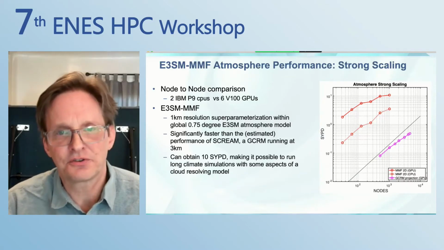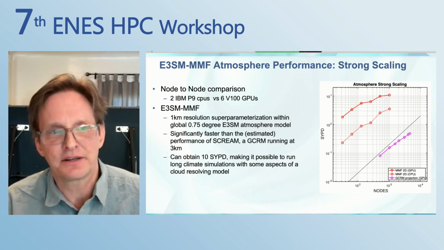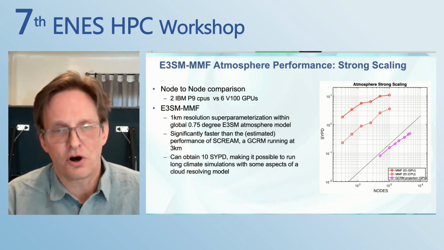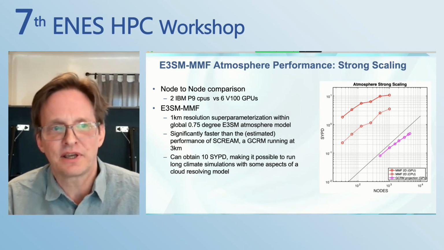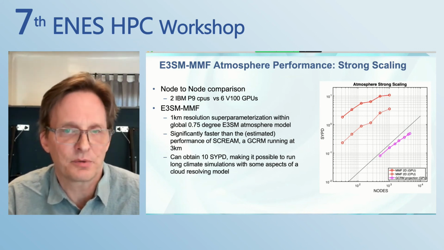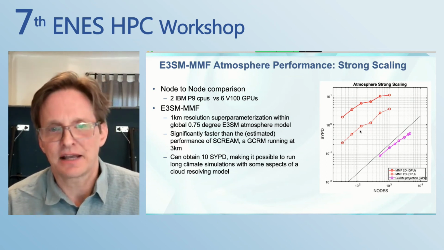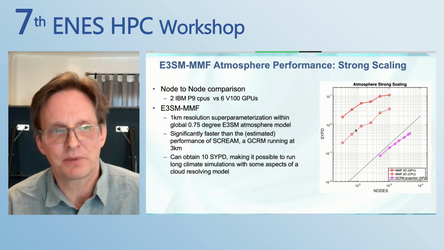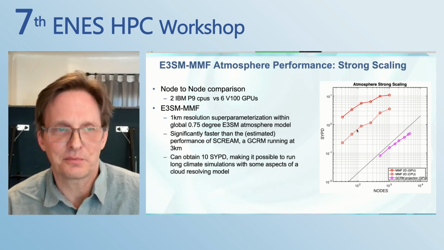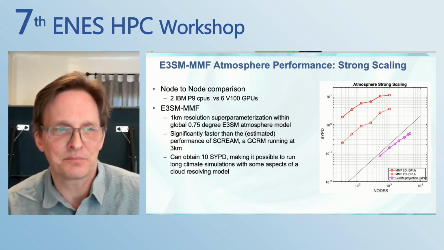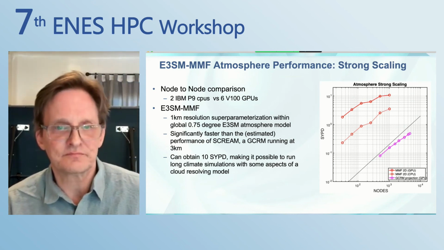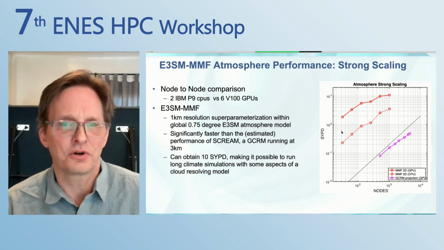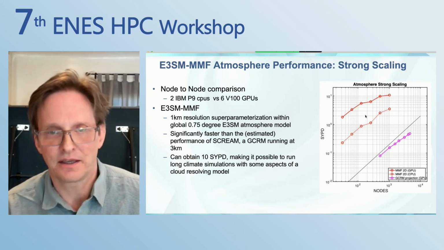Here are some strong scaling results for the superparameterized model, shown in red on Summit. This is the global model running at 0.75 degree, or about 75 kilometers, coupled with a 1 kilometer superparameterization running inside each column. This doesn't show the previous speedups. I always tried to normalize by power, but this is node to node, so very far from a power comparison. This is comparing 2 IBM P9s, 1 node of CPUs, versus using 6 V100 GPUs. We like to see at least a factor of 10 in this metric, which we get close to obtaining, at least at the lower node counts with this model.